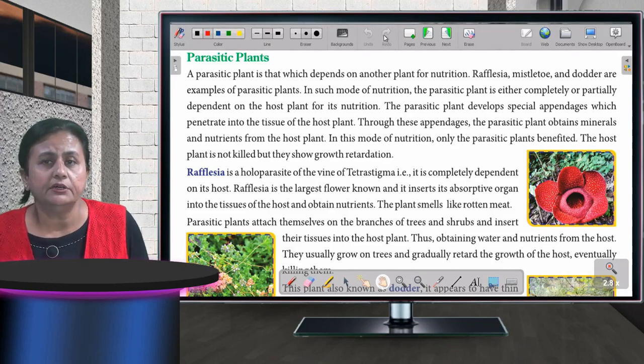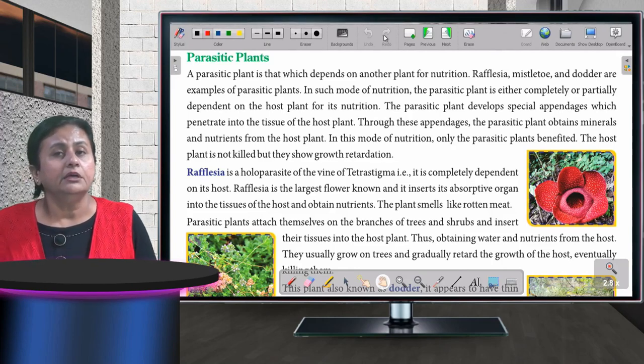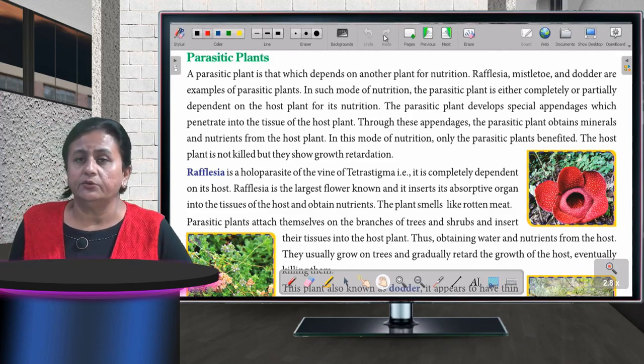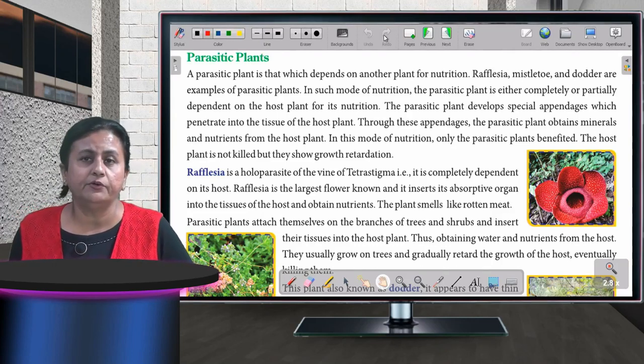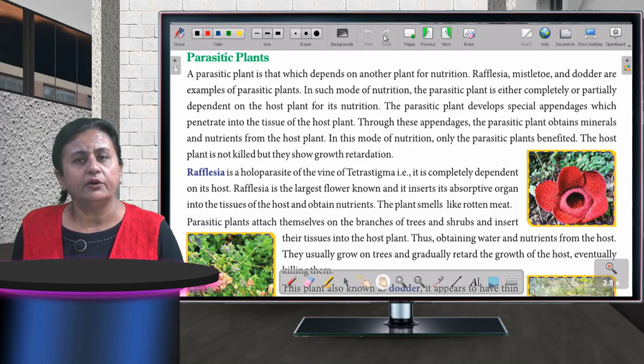You must have heard of the word amarbel. This is very common; you must have seen it in your surroundings. It is a very common plant, especially found in northern India. It grows on other plants, and what happens? A time comes when this plant kills the plant on which it grows.